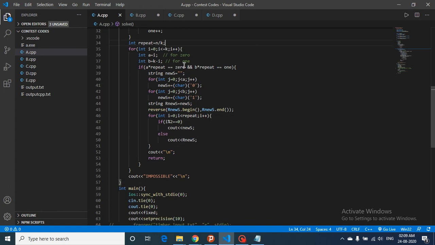And if after iterating over all the possible combinations this is not possible, then the answer is impossible. That's the whole logic for this question. I hope you understand the logic as well as the code. If you still have any doubts, please mention them down.